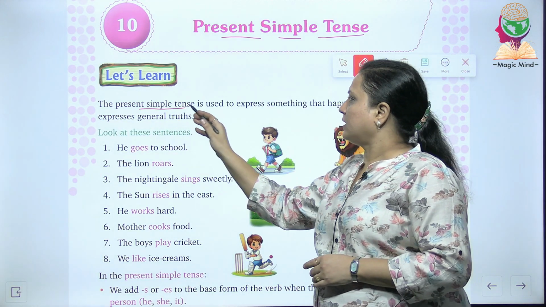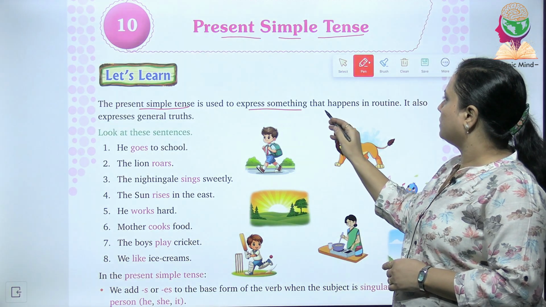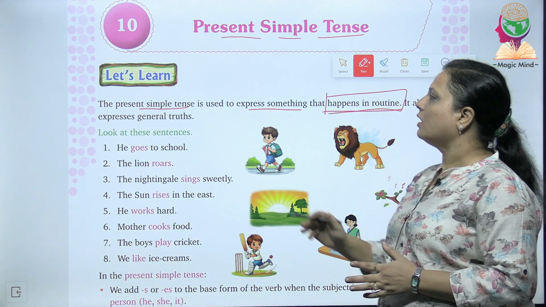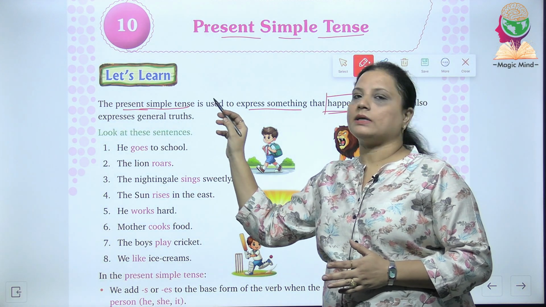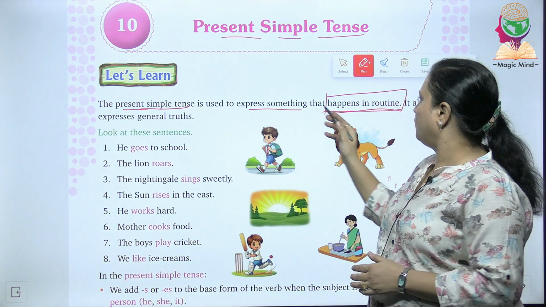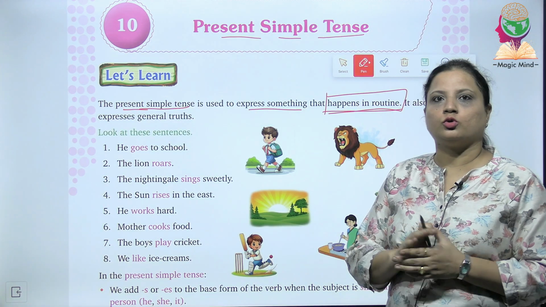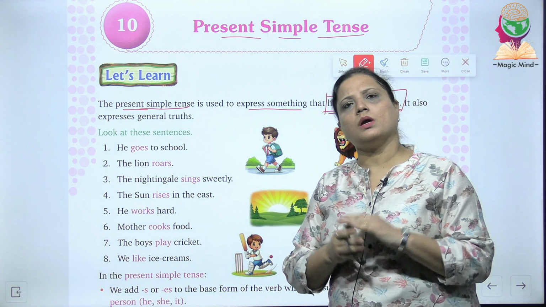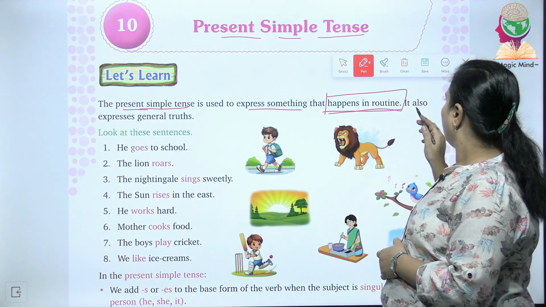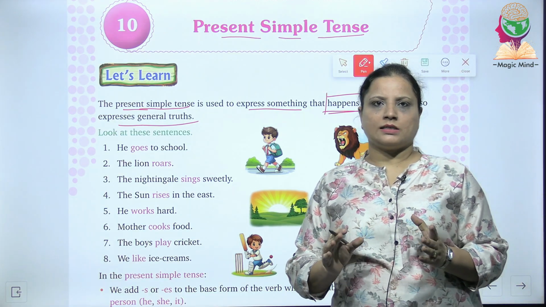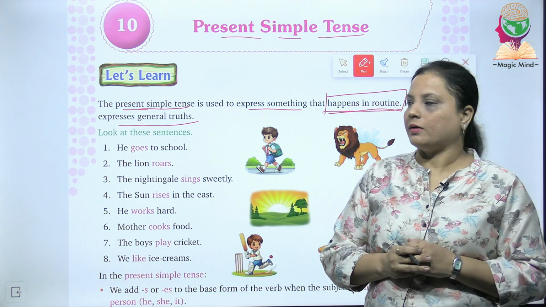The present simple tense is used to express something that happens in routine. Now this thing is very important to understand. What do we say in present simple tense is that we are talking about something which is happening in routine, जो रोज होता है, रोजाना हमारी जिंदगी में हो रहा है. It also expresses general truths, यानी कि ऐसे सच जो आम सच हैं.